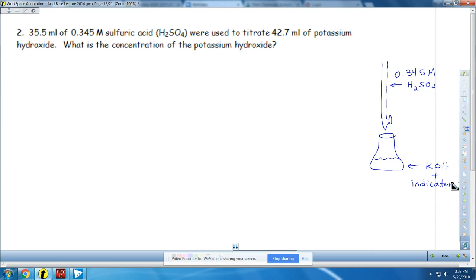All right, so we had 42.7 milliliters of this potassium hydroxide, 42.7 milliliters. And then we added the sulfuric acid, drop, drop, drop. And it ended up that we needed 35.5 milliliters.